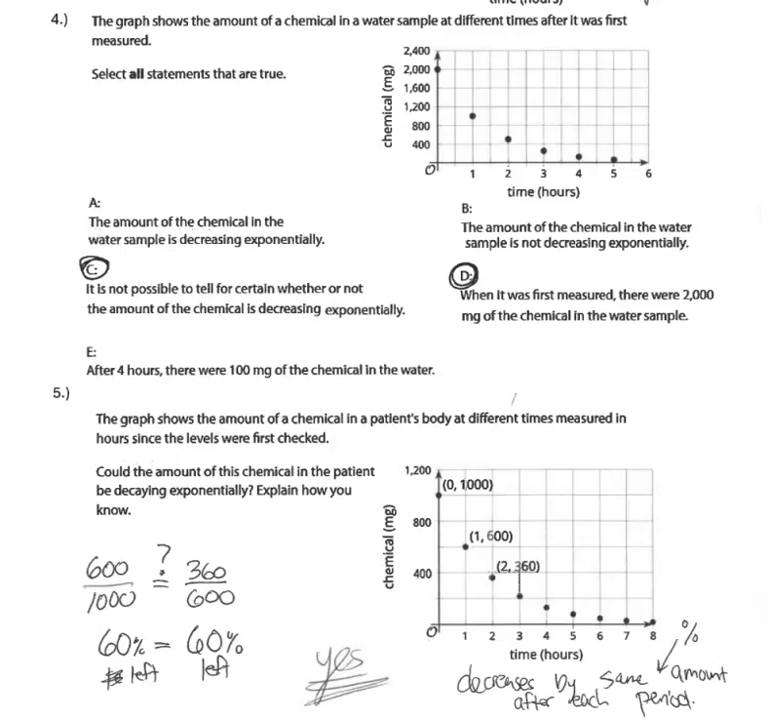Okay, the last one says the graph shows the amount of chemical in a patient's body at different times in hours since the levels were first checked. Could the amount of chemicals in the patient's body be decaying exponentially? Explain how you know this. So when we look at this, I can see originally it dropped by 40%, which means you have 60% left. And then when you check what is 60% of 600, you do get 360. And since both of them end up being 60% of the previous, meaning a drop of 40%, that is going to be possible that it is exponentially decaying. So it says decreases by the same percent amount after each period.